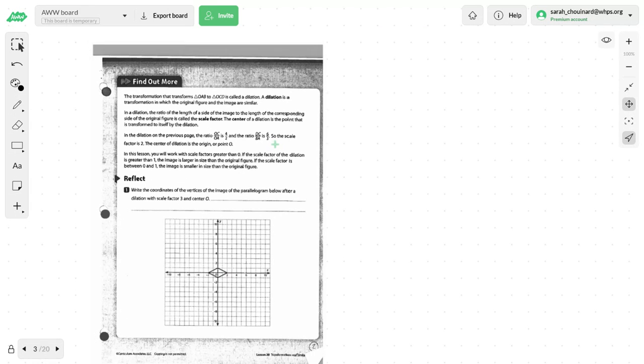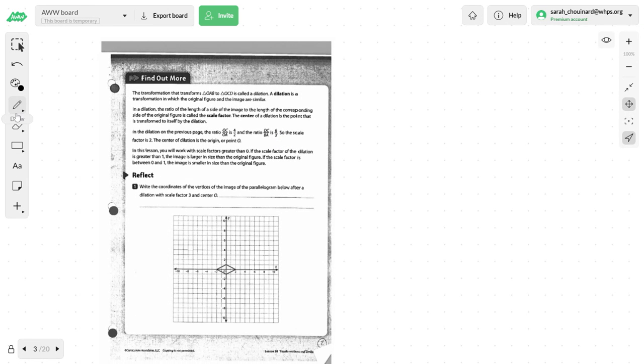So let's look at our bolded words here. So the transformation that we saw was considered a dilation. And a dilation is when the original and the image are similar. And so in the dilation, the ratio of the length of a side of the image to the length of the corresponding sides of the original is called a scale factor. So in the last one, our scale factor was 2 because everything was twice as big.